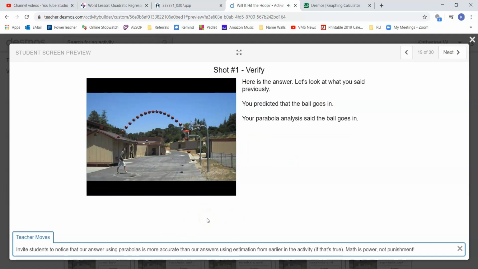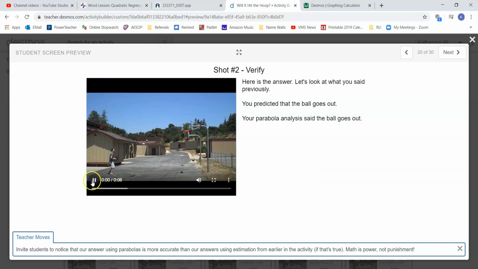We predicted it was going to go in. It went in. And you can see the data points here of the basketball sort of flying through the air. They've sort of screenshotted what those data points would have looked like. And this basketball does indeed go through the hoop. And our line helped us see that a little more clearly.